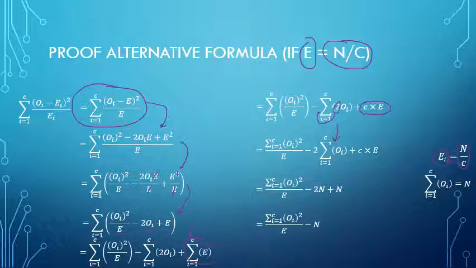So c times e actually gives n, and the sum of the observed counts is of course the same as the total sample, so also this part simply becomes n. And since minus 2 times n plus n is the same as minus 1 times n, we are left with this. And that's actually all there is to it. Also here the e is not using the indices, so we can do the division by e. We can move that out of the summation, and that's what was done up here. So that's a quick proof for this formula.